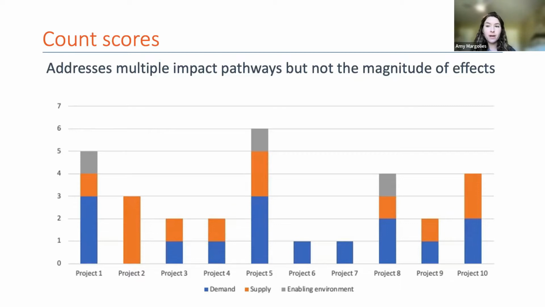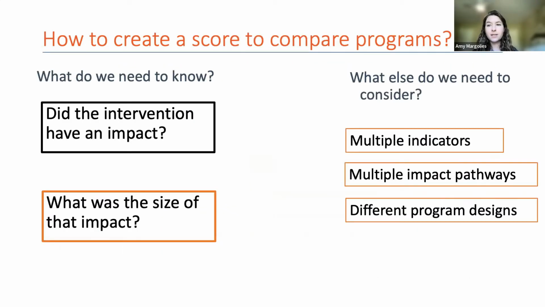And to emphasize, this is not a biological or a scientific score. It's just a scoring tool to say, basically, was there an impact or not on these impact pathways and the intermediate steps on those pathways. So it's giving us more information to understand relative performance of interventions across these impact pathways. So you can already see which projects affected more the demand pathway or supply, and essentially it's providing more information. However, it doesn't tell us the size of that impact, and we also need to still consider those multiple indicators, pathways, and designs.